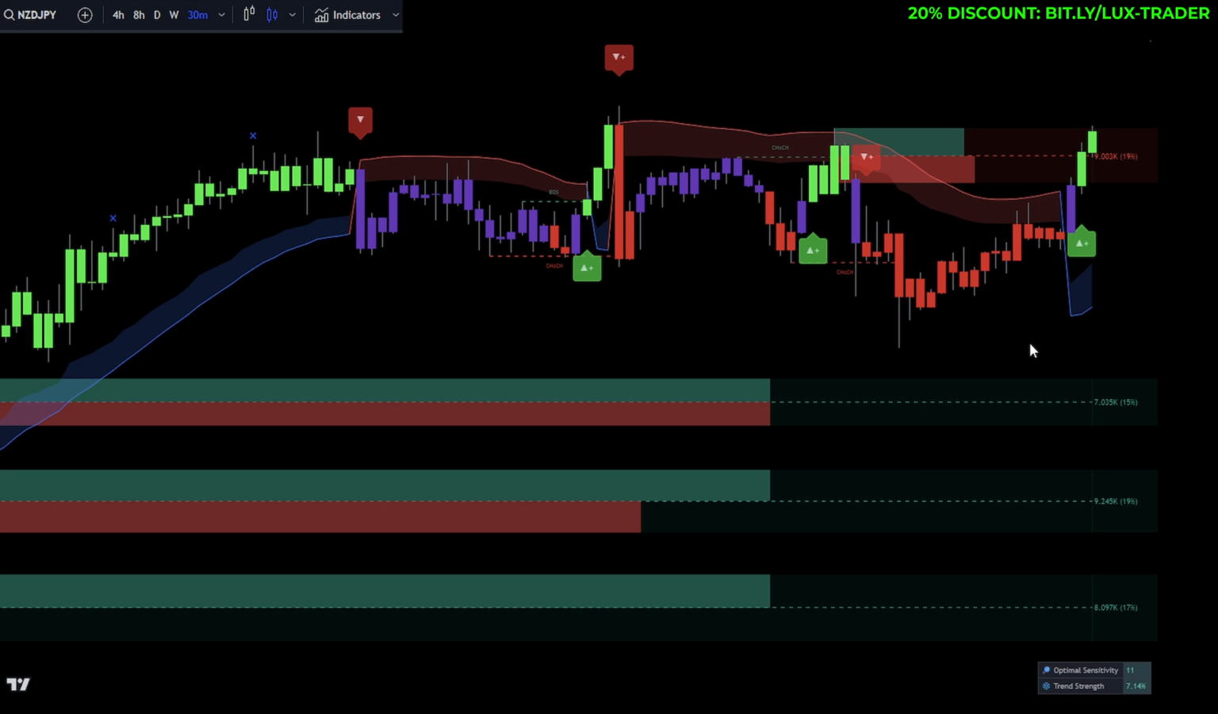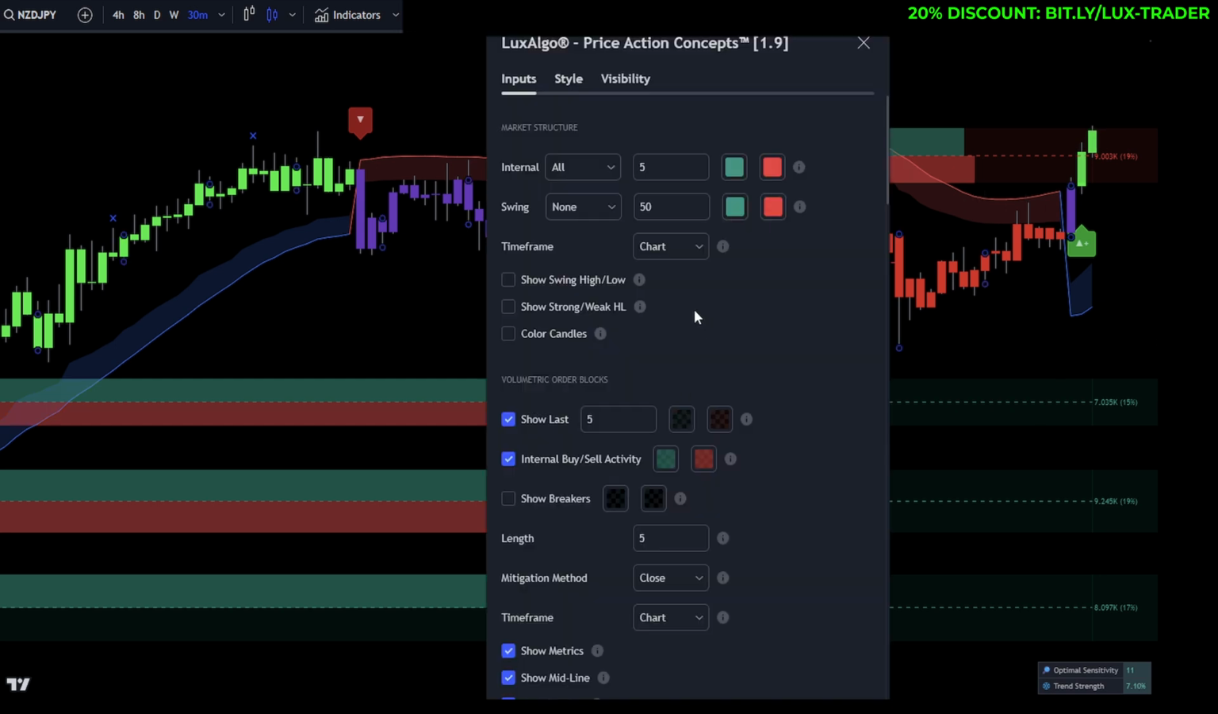Now, before I show you the specific strategy for today's video, let's first customize our indicators, and let's start with the Price Action Concepts by double-clicking on it. For this strategy, we're only going to use the internal market structure labels, so make sure this option right here is set to All. And for the look-back length, I'd recommend using a value between 5 and 10, depending on the time frame you're trading and on the volatility of your asset.